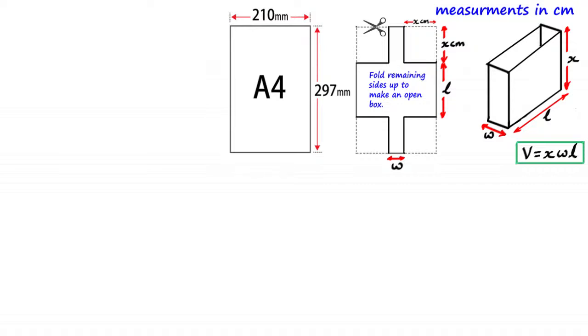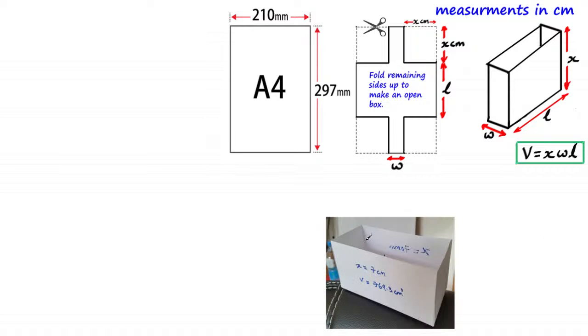I had a box here from Din. Din, I can see you're online at the moment. Well done for sending your box in. You had a height X of 7 centimeters. I hope you guys can see that out there. And when you folded it all up, you got a volume of 769.3 centimeters cubed.